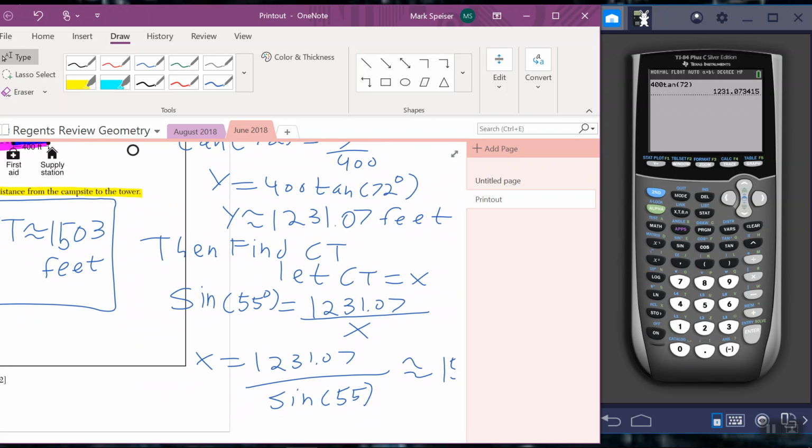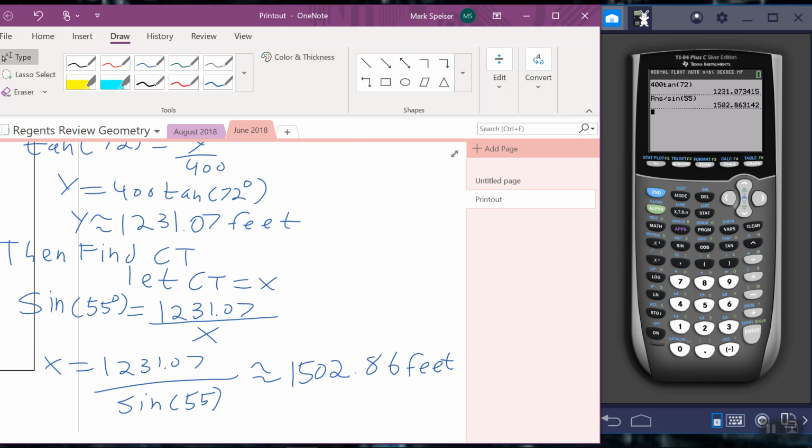So in this case, we're going to just put the answer in. Just want to keep it to whole. Divided by our sine of 55 degrees. And we get approximately 1502.86 feet, rounded to the nearest hundredth.